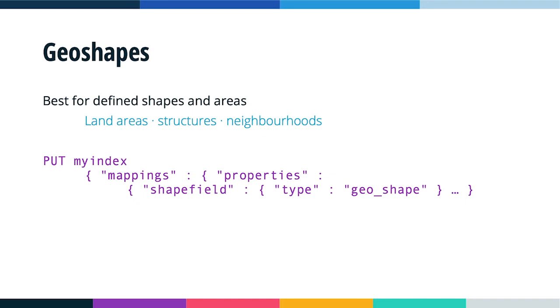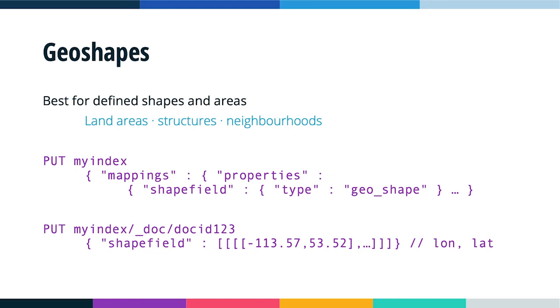Now, when you're looking at putting the document in here, it's very similar as well, but you're using arrays of coordinates, right? So in this case, we have multiple nested layers here, but these are the shapes that are inside of this shape, and then there will be a series of coordinates. And again, it's in the longitude and latitude format. So this would be a much longer list, and these can get quite big.